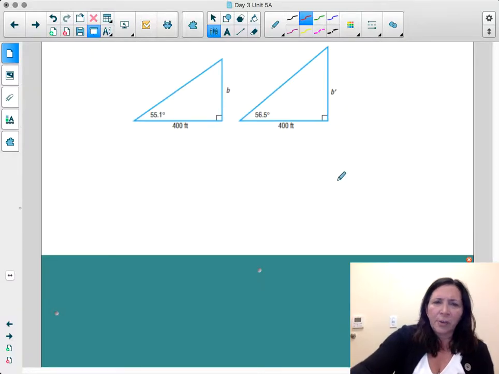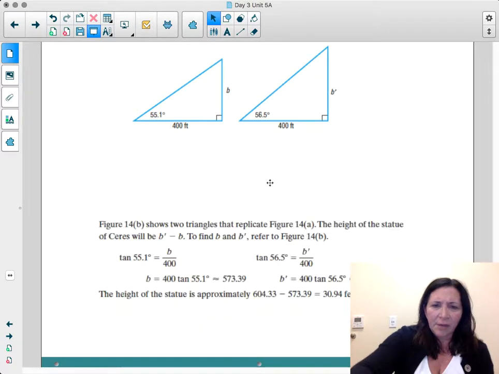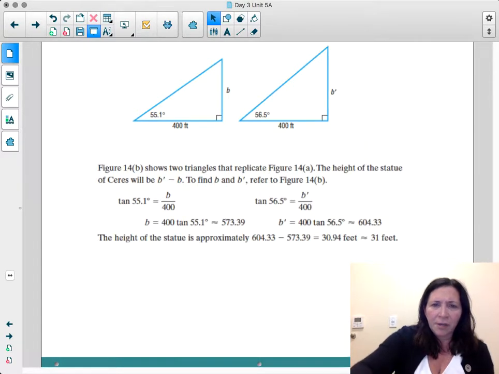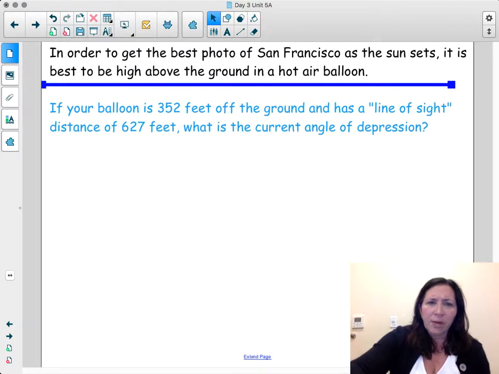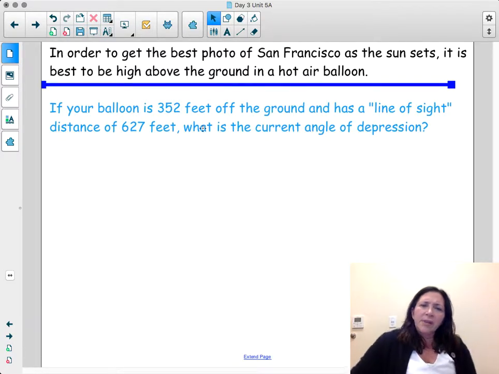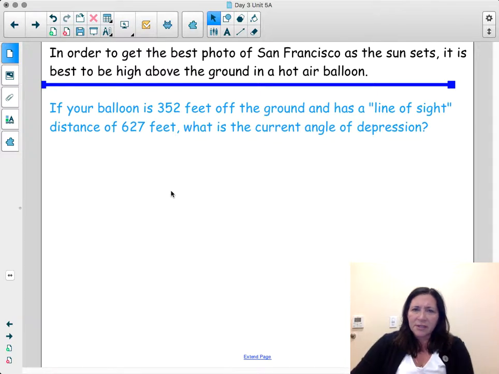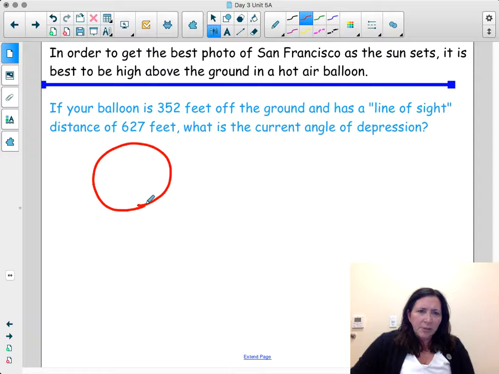All this slide does is it splits everything up so that you can see what I did on the previous screen. So here's a new one. This one says, in order to get the best photo of San Francisco as the sun sets, it's best to be high above ground in a hot air balloon. So here's our balloon, our hot air balloon.